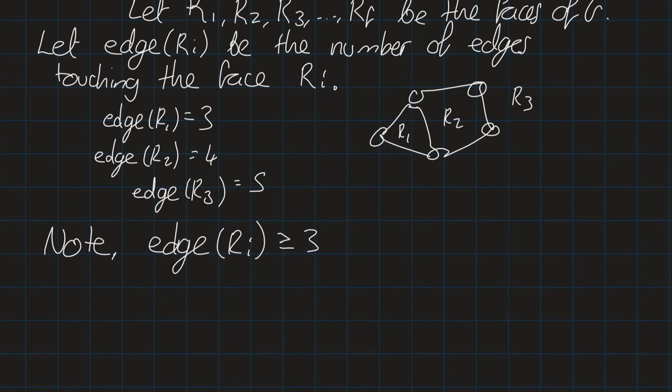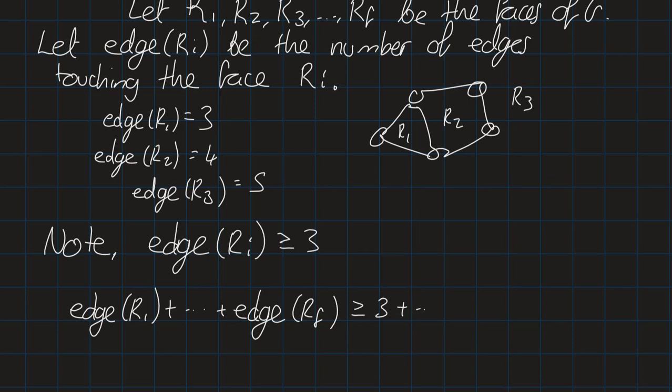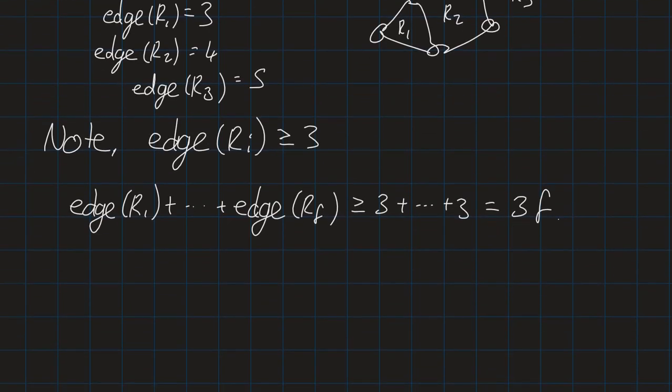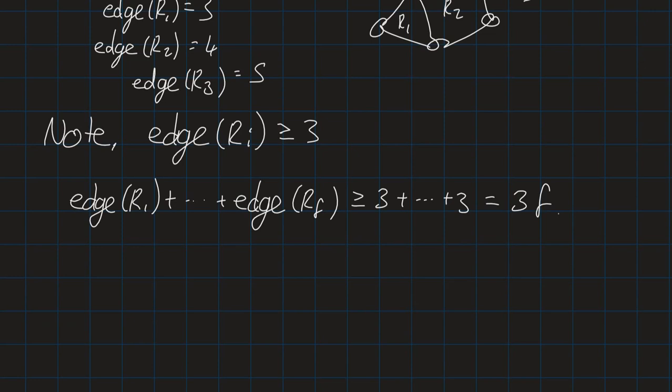So if I add all these things up, edge(R1) plus ... plus edge(RF) is greater than or equal to 3 plus ... plus 3. And how many things are there in my sum? Well, there's f of them. So this is 3f. So if I add up edge(R1) plus edge(R2), all the way up to edge(RF), whatever number that is, it's going to be greater than or equal to 3f.